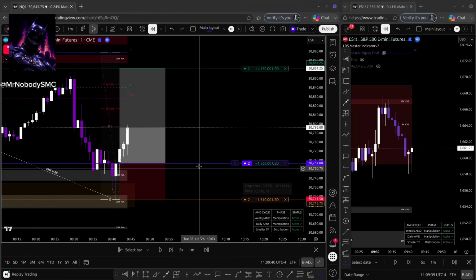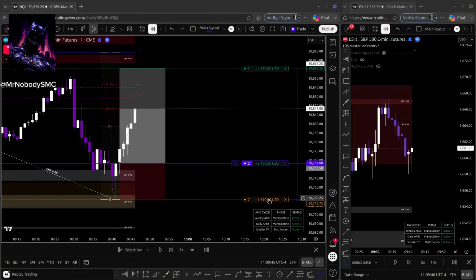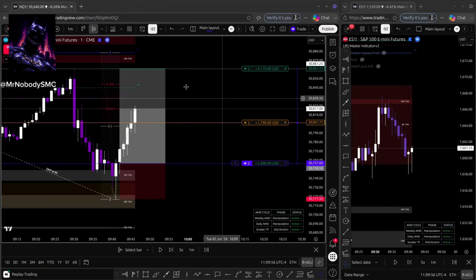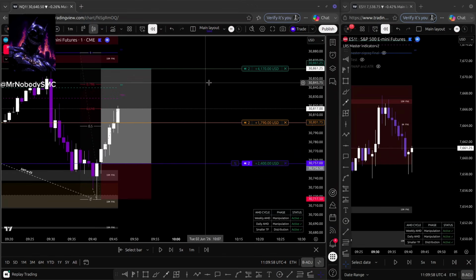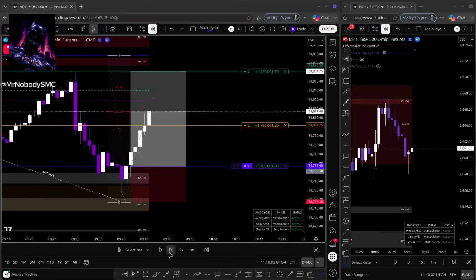Right here, I'll trail my stops. Actually, not yet. Right here, I start trailing my stops because right now I'm up 2,400. I'm okay with locking in. Where should I trail my stops? I'll trail my stops around there. That seems like a good point.